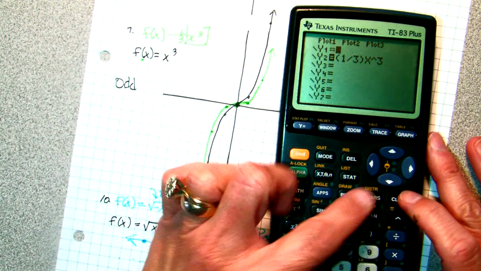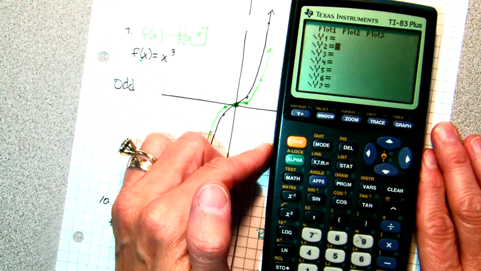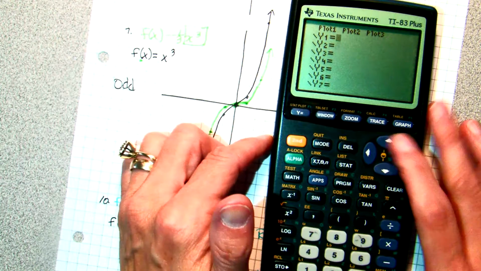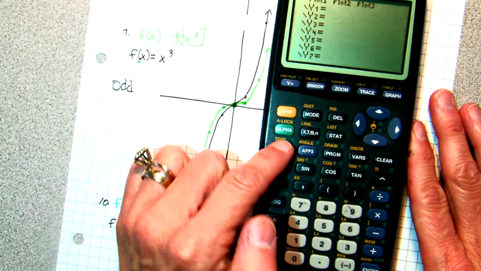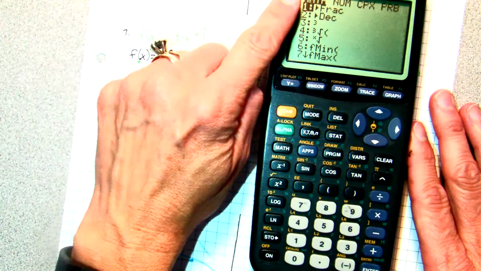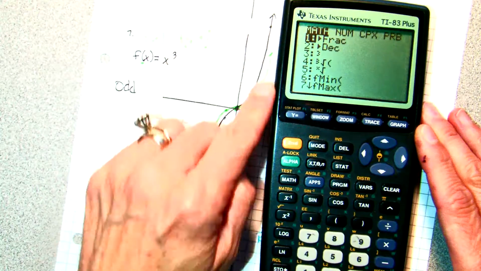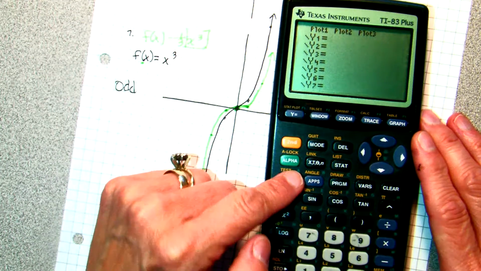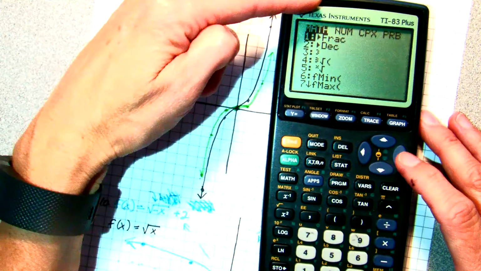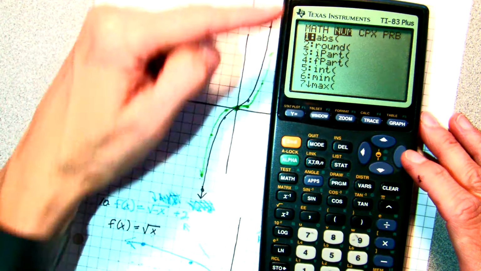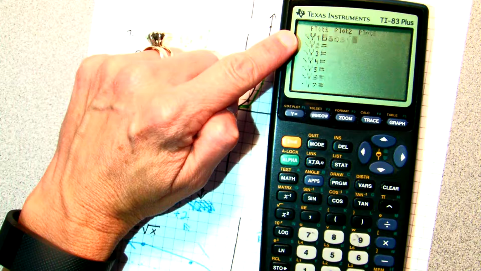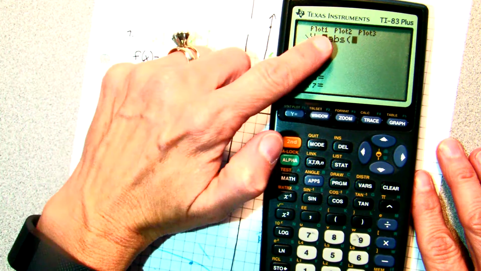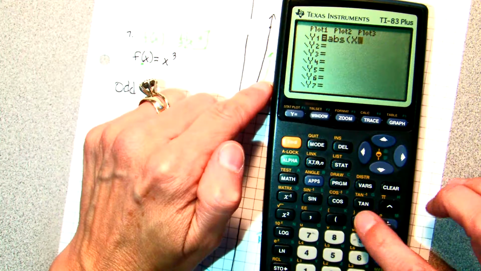All right, so I'm going to go to y equals. I'm going to clear those out. And to find the absolute value button, and I've got these notes on the board, but you've got to hit math. And then across the top, let me go back out of here, hit math, and then scroll across to number across the top, and that very first one right there, you see absolute value. So when you hit enter, it puts absolute value, and I'm going to put x, close my parenthesis, and hit graph.